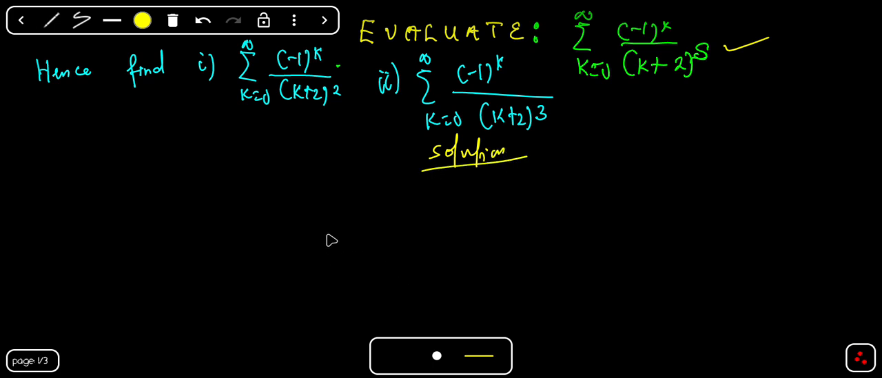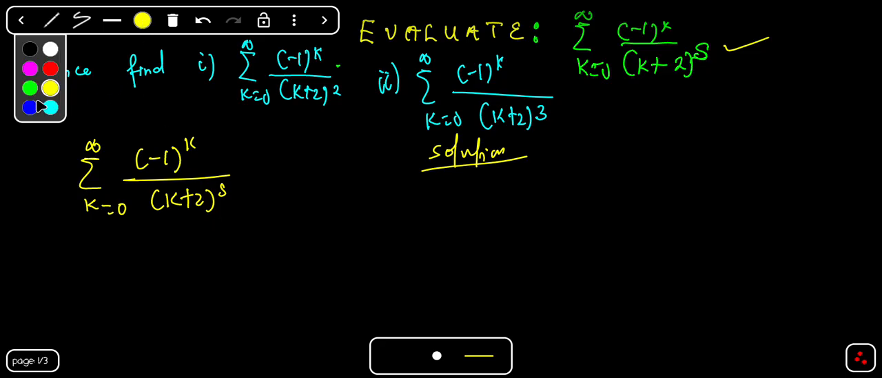All right, solution. Let me write out the problem, which is the sum of k from 0 to infinity of (-1)^k over (k + 2)^s. So what do you think we can do? The first thing I'm going to do is shift the index. So how do I shift the index? This is what we're going to do.